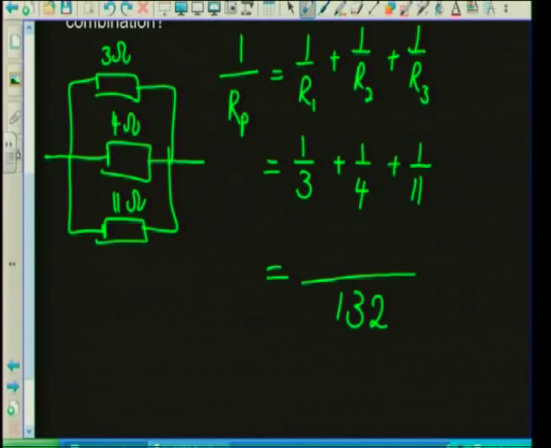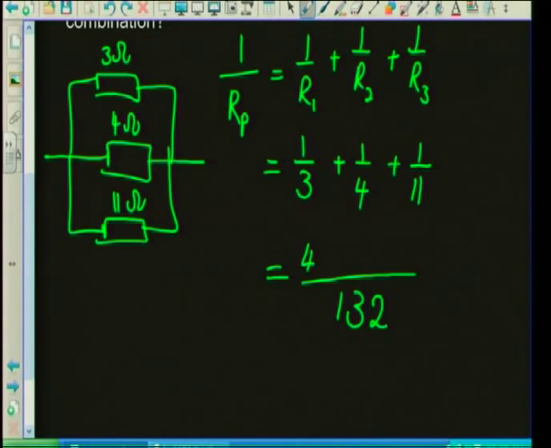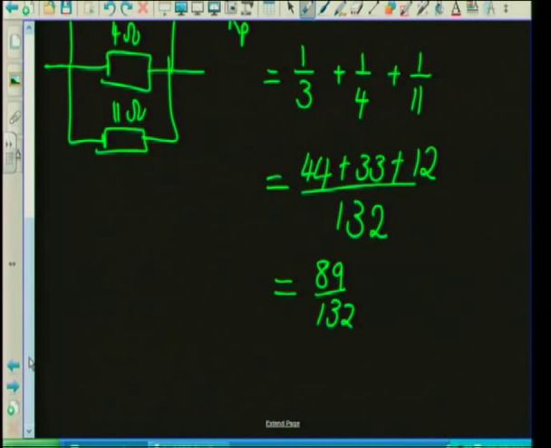Okay, now to know what we must multiply this one by, we go 132 divided by 3, which means we're going to have 44. We would do the same with the 4, and we're going to get an answer of 33. And then for 11, it would be 12. Okay, so what that gives us is an answer of 89 over 132. Be careful now. Please be careful.